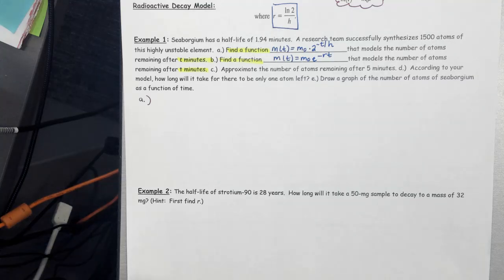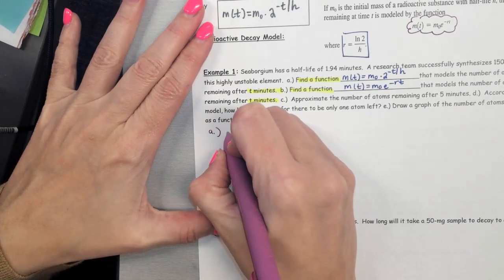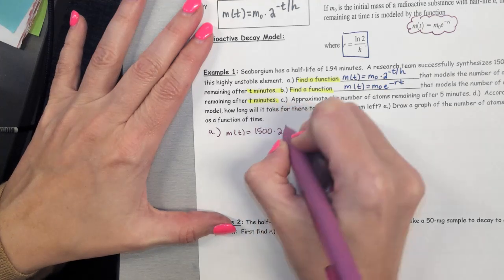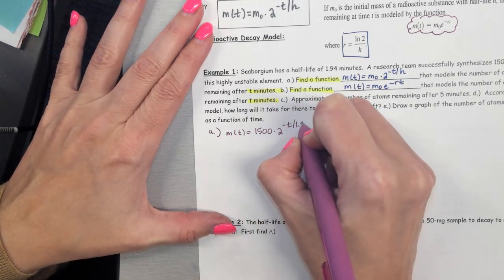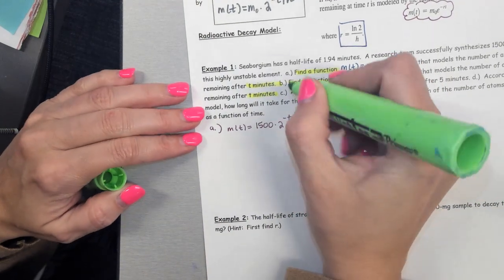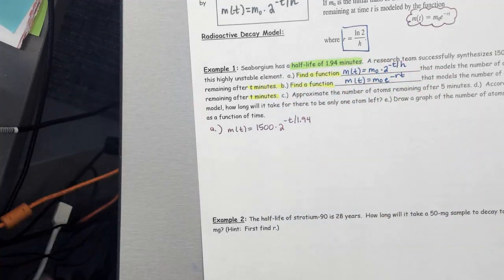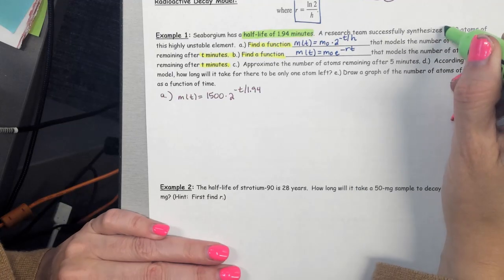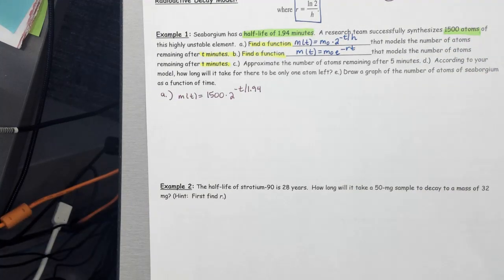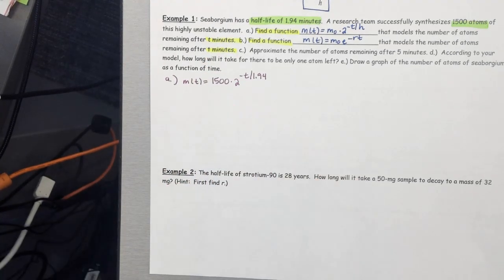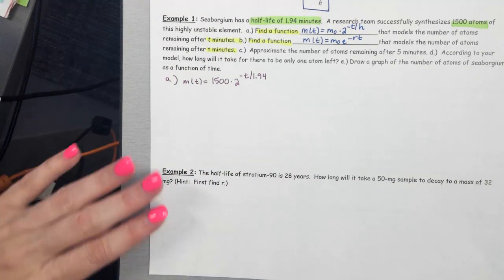All right, John, tell me what you got for the first part. What'd you get for your first equation? Nice. Okay, so you're plugging in your 1.94, which is your half-life. That goes in for H, not for T. It is a unit of time, but it's the half-life. And then they give you the 1,500 atoms to start. It does say T's in minutes, so it's okay if you don't specify that.